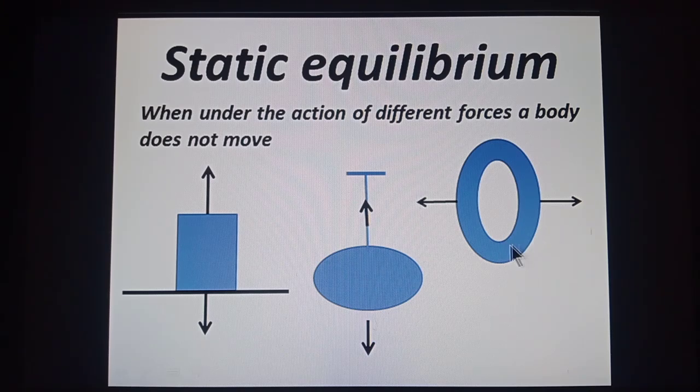Similarly, in tug of war, when two teams pull a ring on opposite sides and if the ring is not moving, it is in stable static equilibrium, although two forces are acting on it.